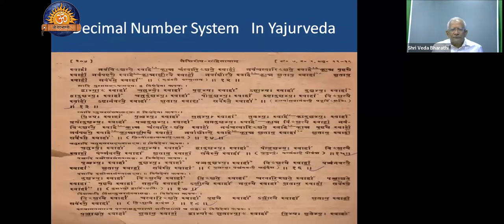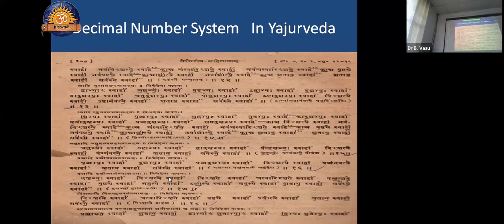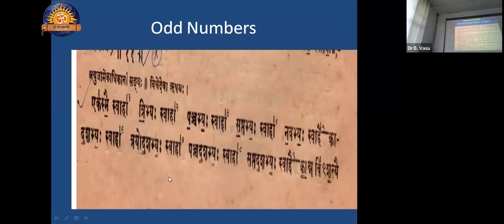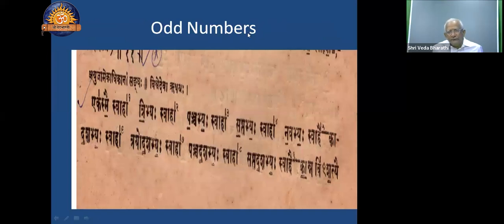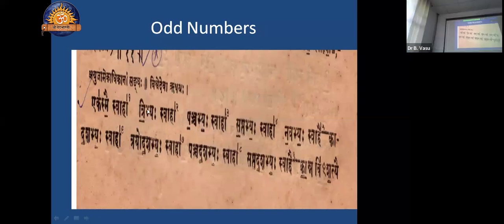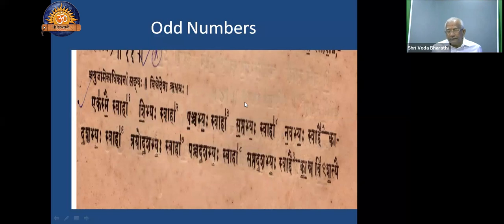Actually, these are all the mantras related to the decimal number system found in the Taittiriya Shakha of Yajurveda. Several mantras. The entire chapter is filled with numbers only. The mantra is in Sanskrit. Now, again, odd numbers. Yes, for odd numbers also he has given. Ekasmai swaha, tribhya swaha, panchabhya swaha. That is 1, 3, 5, 7, like that. Odd numbers also, that is, they had knowledge of the even and odd number systems also.